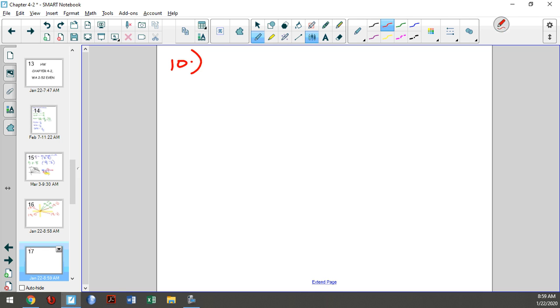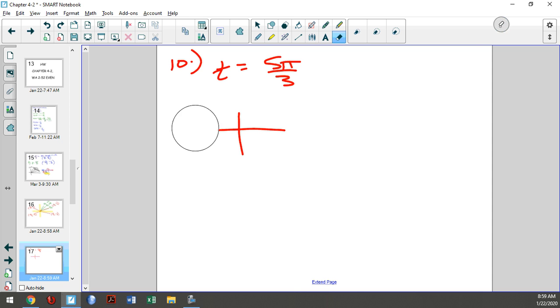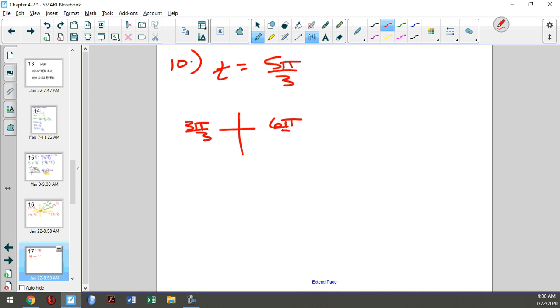5 pi over 3. Okay, we need to figure out where 5 pi over 3 is at, right? We can memorize it, but I want you to be able to figure it out as well, okay? This is going to be 3 pi over 3, and over here is going to be what? 6 pi over 3. So where's 5 pi over 3 at? It has to be in quadrant 4 because it's going to come all the way around and land right here. Okay? So that is going to be in quadrant 4.